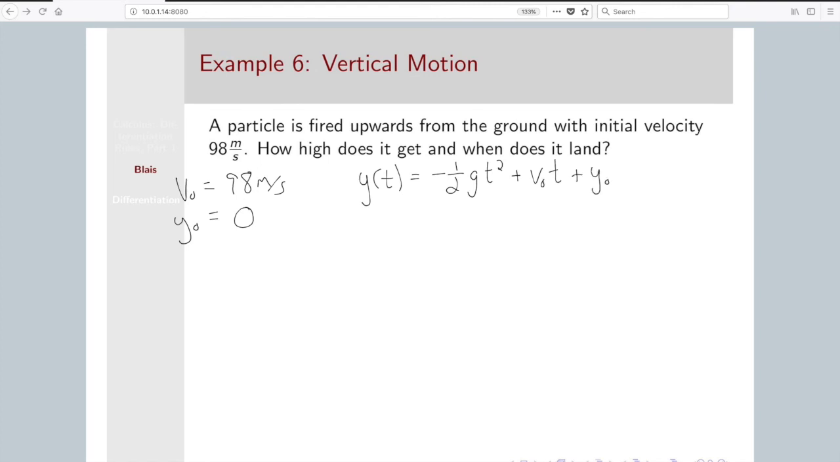And we can start plugging in. Now first, we see we're given this initial velocity in meters per second. So we know we're working in metric, which means our constant for gravity acceleration will be 9.8. So we have minus 1/2 9.8 t squared plus v0 was 98 times t plus 0.